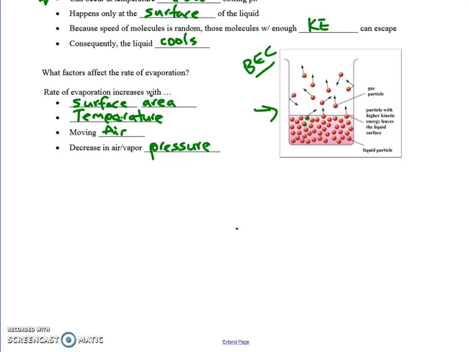All right, so that sums it up for the basics of phase changes. We will work on practice in class, and I'll talk to you another time.